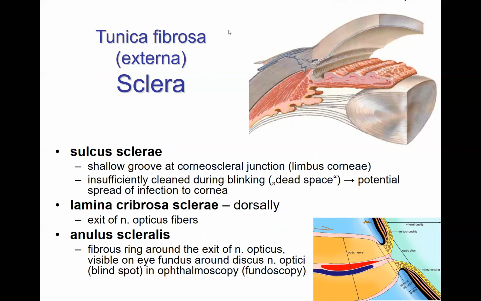We have something which is called the scleral sulcus, or groove, and you can see it here. It's between the sclera and the cornea, and it's a very shallow groove. This area we call the corneal scleral junction in English, and in Latin limbus corneae. So there are two different names. Limbus corneae, limbus like a collar, and in English corneal scleral junction.